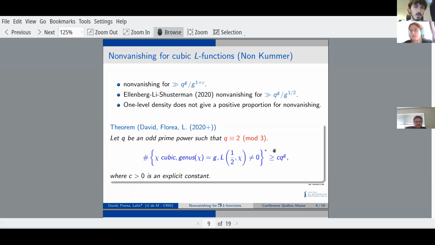And let me say just that the one level density that Florian used for quadratic doesn't really give a positive proportion in the cubic case. And what I wanted to present today mainly is the result that we actually got positive proportion. So for the non-Kummer case, the number of primitive cubic characters with genus G for which the L function doesn't vanish is greater or equal than some explicit positive constant times Q to the G.